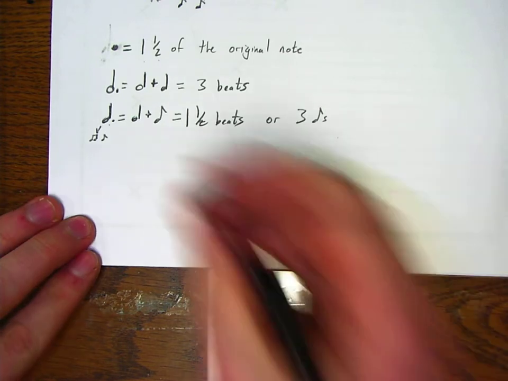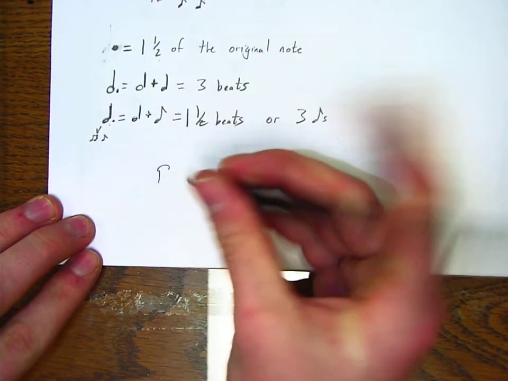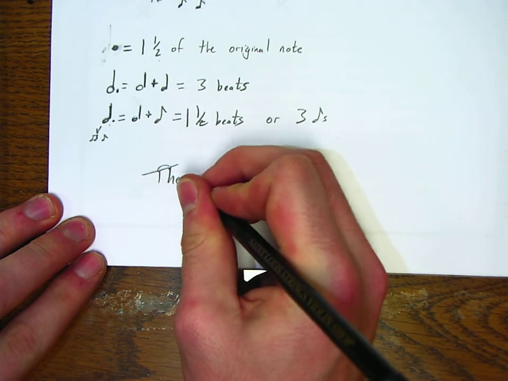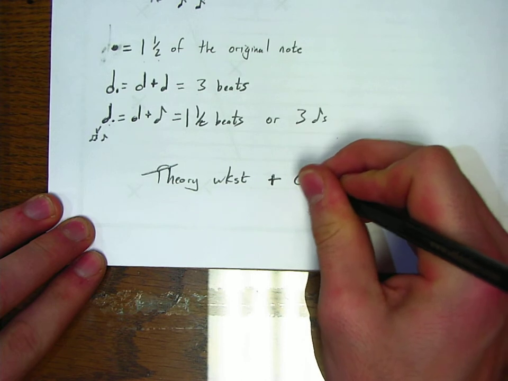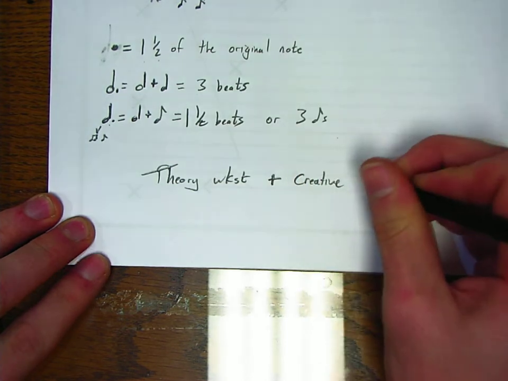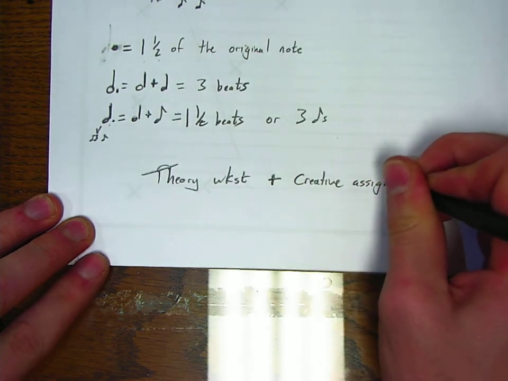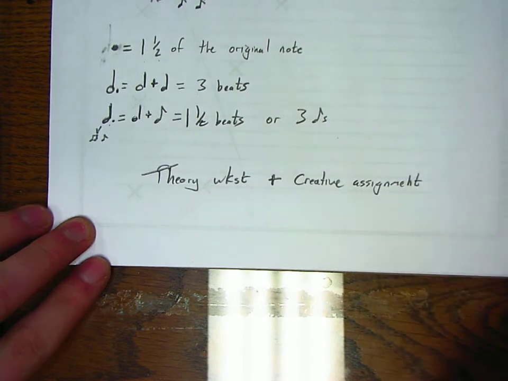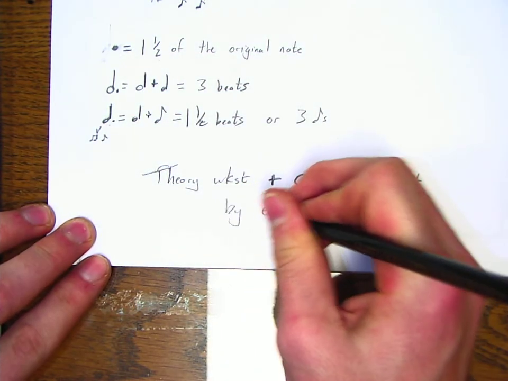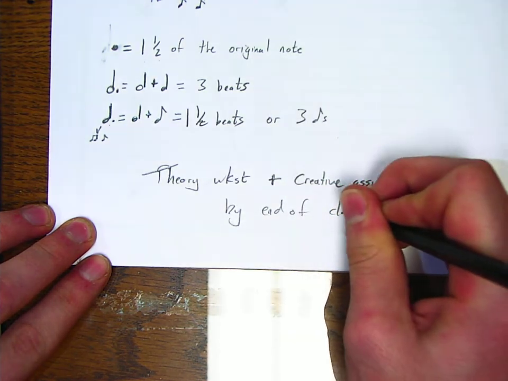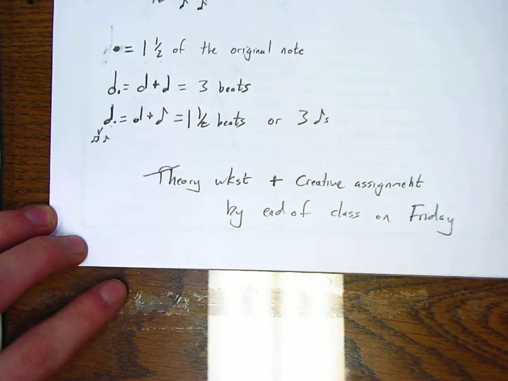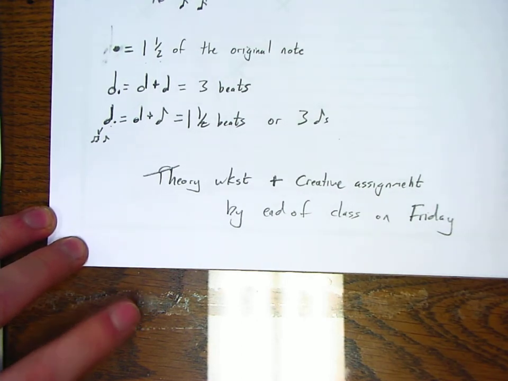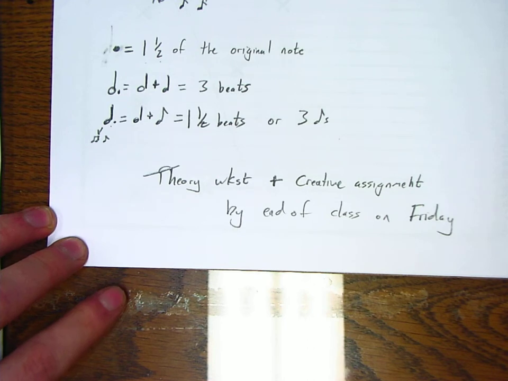So all of this, we'll add it to the bottom of the notes here just so that we know. I need the rhythmic worksheet, or not the theory worksheet, plus the creative assignment in your respective drawer by the end of class on Friday. You have plenty of time to do this, so it needs to be in there by the end of class Friday. You shouldn't need any time over the weekend.